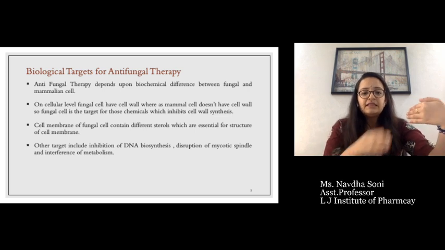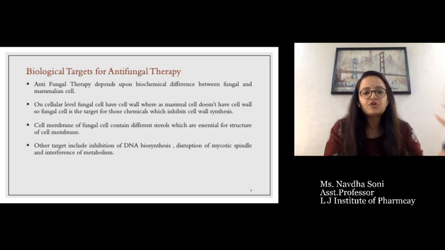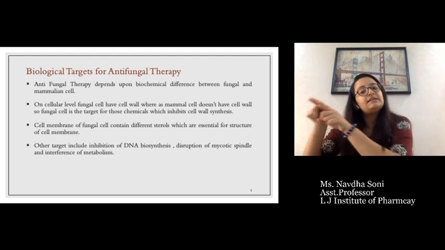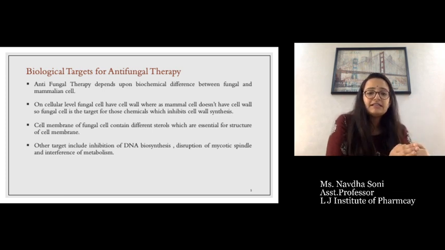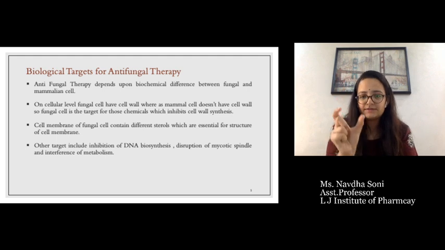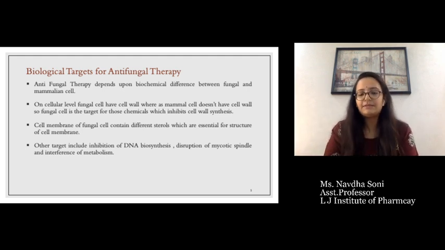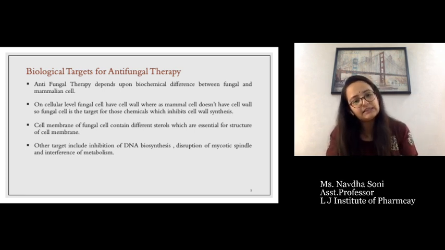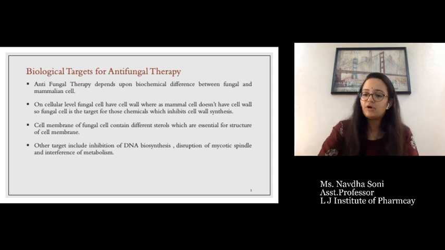On the cellular level, fungi have a cell wall, whereas mammalian cells don't have a cell wall. So the fungal cell is a target for chemicals which inhibit cell wall synthesis, because mammalian cells don't have a cell wall. The cell membrane of the fungal cell contains different sterols, as we know, ergosterol, which are essential for the structure of the cell membrane. Other targets include inhibition of DNA synthesis, disruption of mitotic spindles, and interference in metabolism.